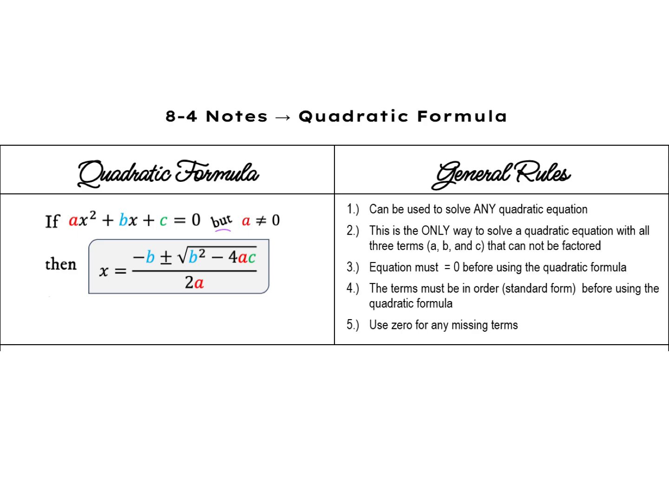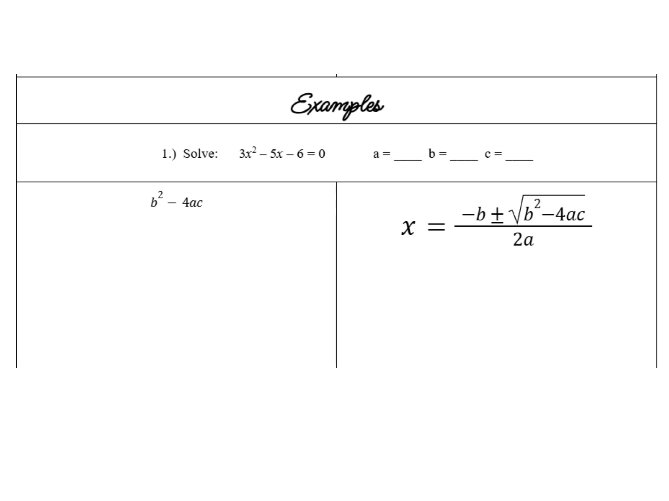So the formula is x equals negative b plus or minus the square root of b squared minus 4ac, over 2a. And a is always the coefficient of x squared, b is always the coefficient of x, and c is always your constant. Now let's take a look at the first example.